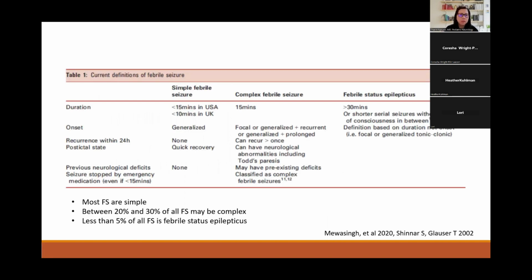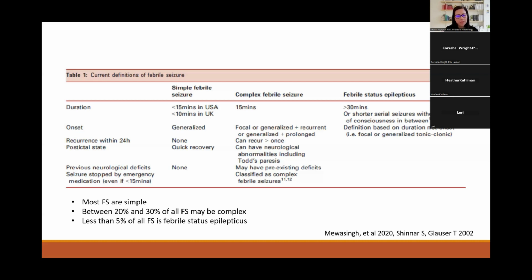So febrile seizures are divided into three types: simple febrile seizures, complex febrile seizures, and febrile status epilepticus. It's based on the duration. For simple febrile seizures, we say shorter than 10 to 15 minutes. And I know watching a child seize for 10 to 15 minutes feels like an eternity, but 15 minutes is what we consider a simple febrile seizure.